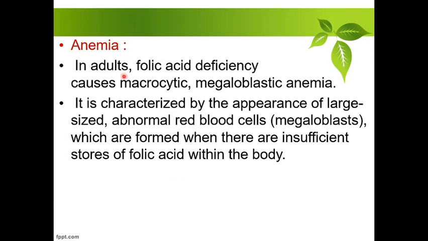Anemia. In adults, folic acid deficiency causes macrocytic megaloblastic anemia, and this type of anemia is characterized by the appearance of large abnormal red cells, which we call megaloblasts. These are formed when there are insufficient stores of folic acid within the body. So abnormal large red cells, known as megaloblasts, are formed. Okay, when there are insufficient stores of folic acid in the body, cell division cannot take place.